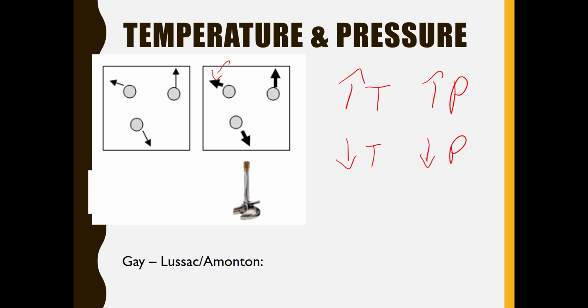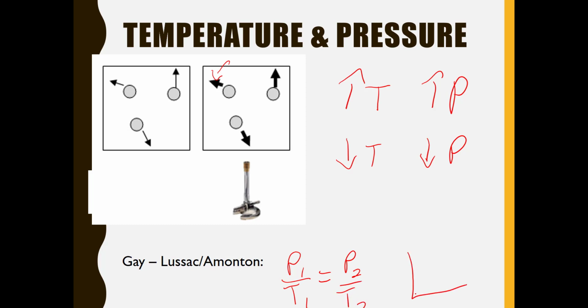Again, remember temperature is average kinetic energy. So as the particles have more average kinetic energy, they're moving around faster. As they move around faster, they run into the container with more force. How we define this mathematically is through Gay-Lussac's law, which is P1 over T1 equals P2 over T2.